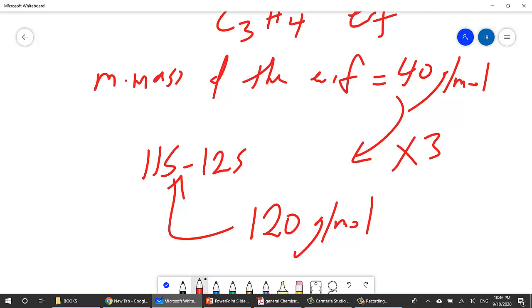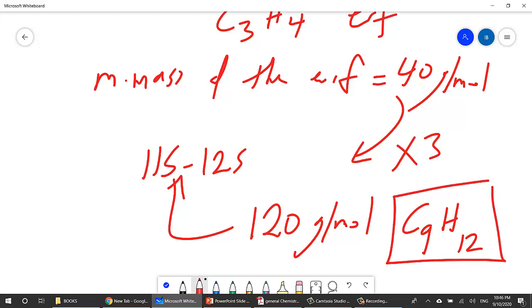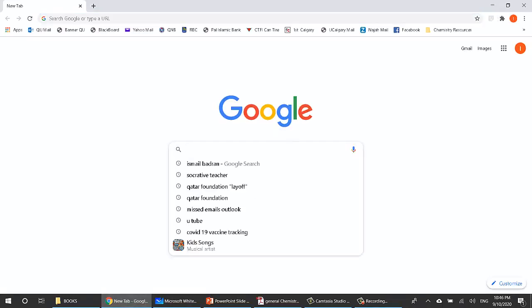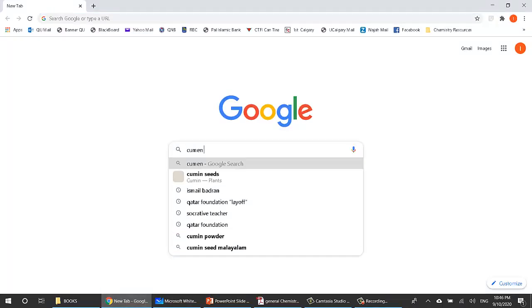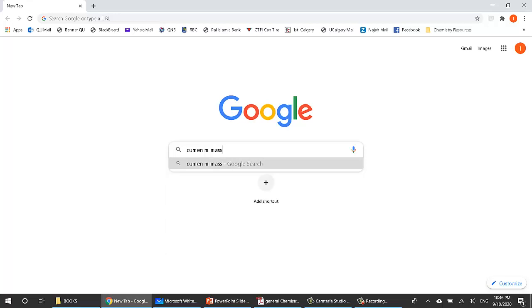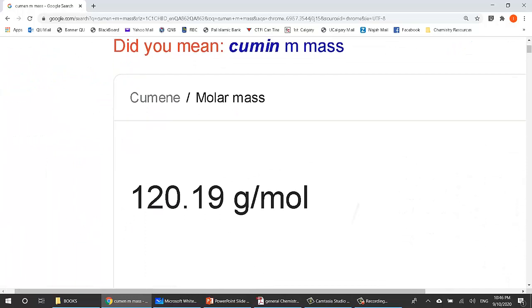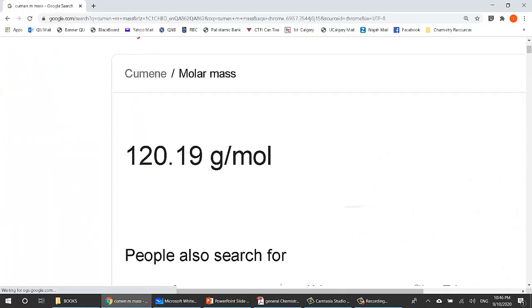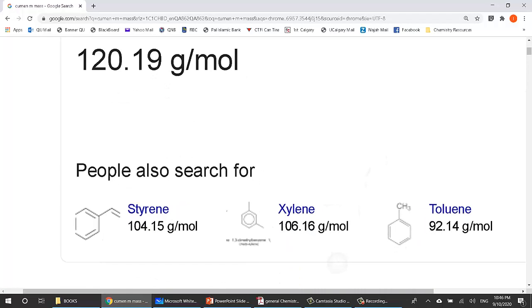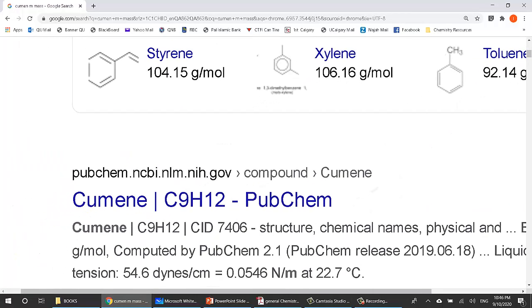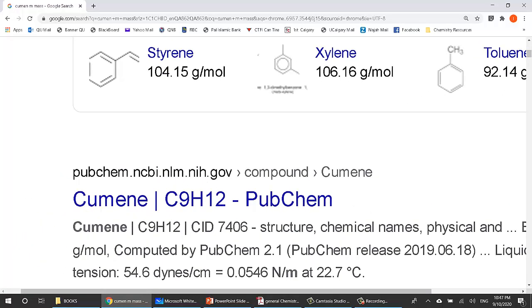That means cumin is actually C9H12, because 4 times 3 is 12. That's cumin. Okay? And to double check that, you just Google cumin molar mass. You have internet access all at home. Oh wow, 120.19 gram per mole. That is cumin, and this is the C9H12. Okay, we already got it. So this is how you solve this question.